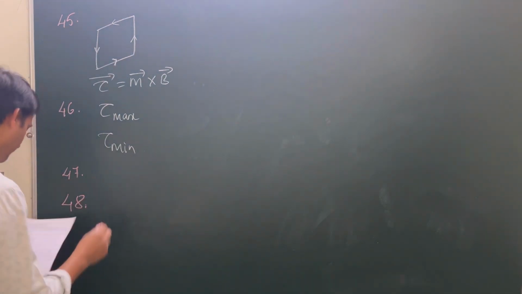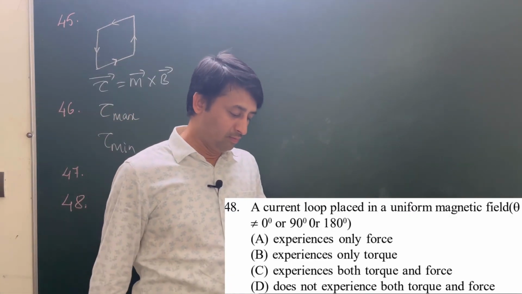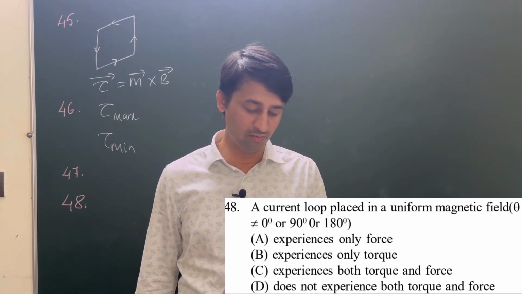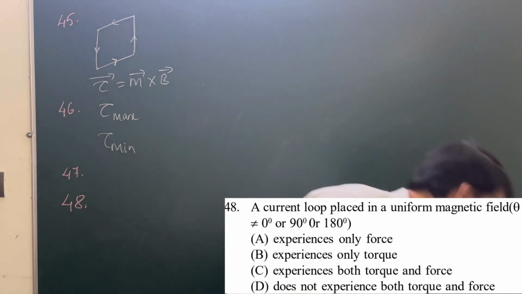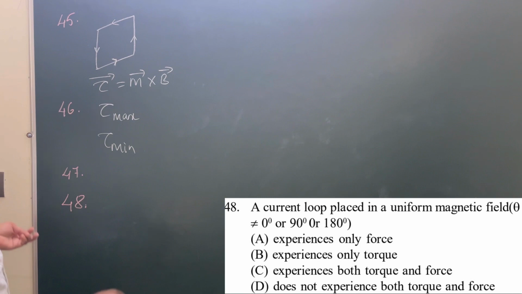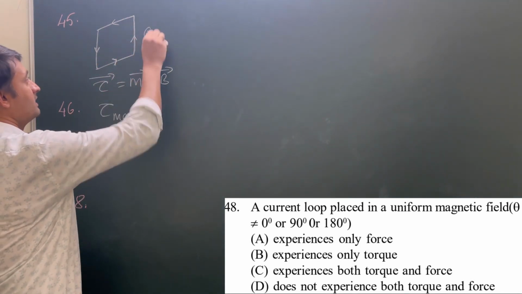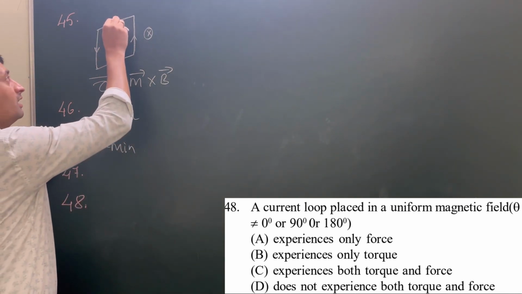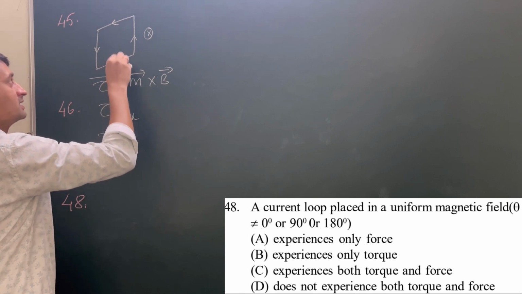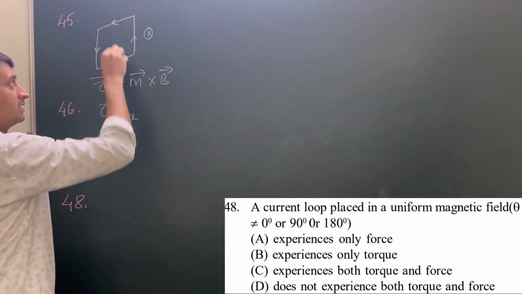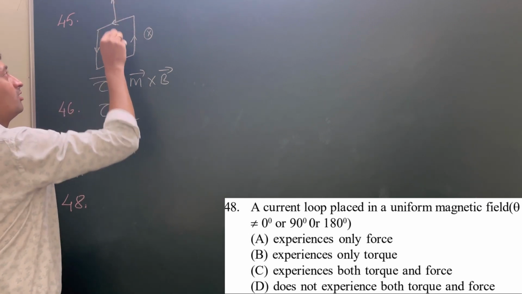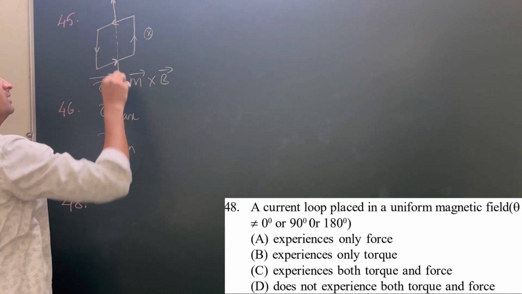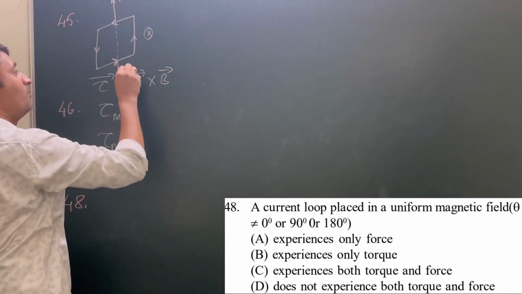Next, question number 48. What does question 48 say? A current loop placed in uniform magnetic field, theta is not equal to 0 or 90 degree or 180 degree. Now the torque acting on this loop. Now we'll take a magnetic field acting on this rectangular current loop. Here the currents are in opposite directions, so the forces are also acting in opposite directions and they are acting along the same line.